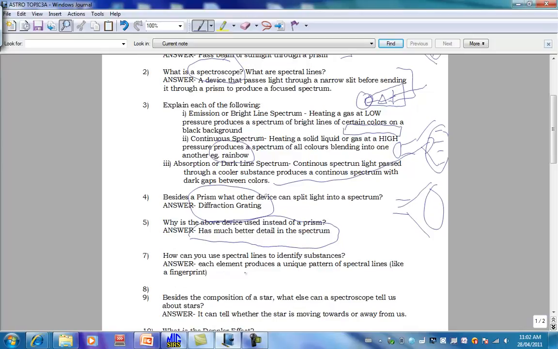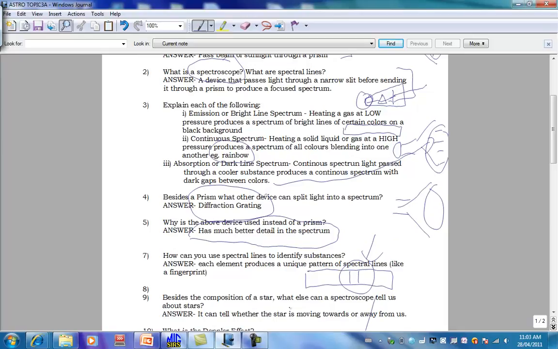7, how can you use spectral lines to identify substances? Again, I talked about this earlier. Each element produces a unique pattern of spectral lines, almost like a fingerprint for that substance. So, for example, if we look not at the absorption spectrum, but at maybe the spectrum of calcium, there are 2 lines right there that make up the spectrum of calcium.